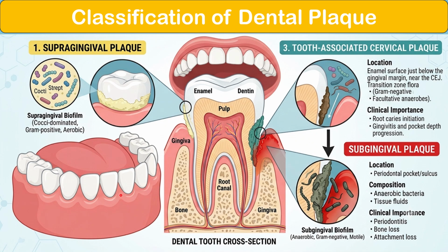Now let's understand the classification of dental plaque. Mainly, dental plaque is of three types, that is supragingival, subgingival and tooth-associated cervical plaque. Supragingival plaque means the plaque which is present above the marginal gingiva. Mainly this plaque comprises cocci-dominated gram-positive bacteria which are mainly aerobic in nature.